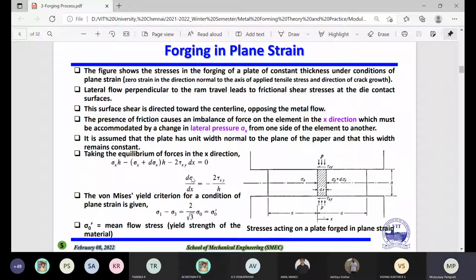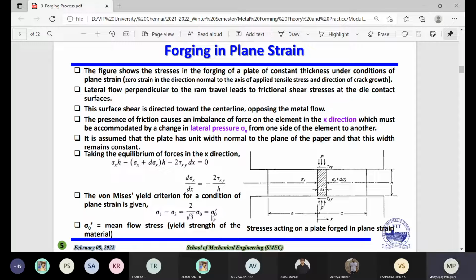So if these two equations are clear, now whatever the von Mises yield criteria we have discussed earlier, maybe in module 1, sigma 1 minus sigma 3 equal to 2 by root over 3 sigma 0. So this equation we have already derived in module 1, you can cross check. Equal to, here we have mentioned sigma 0 prime, or maybe sometimes we write this as YF bar, the mean flow stress.